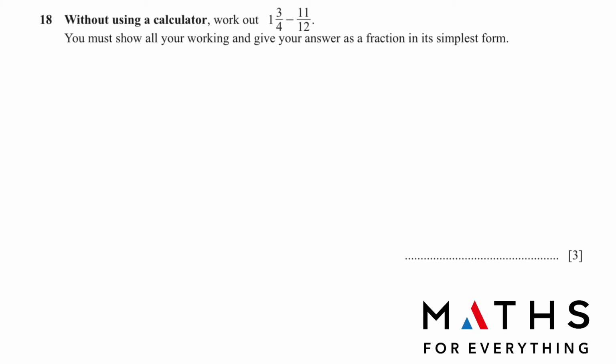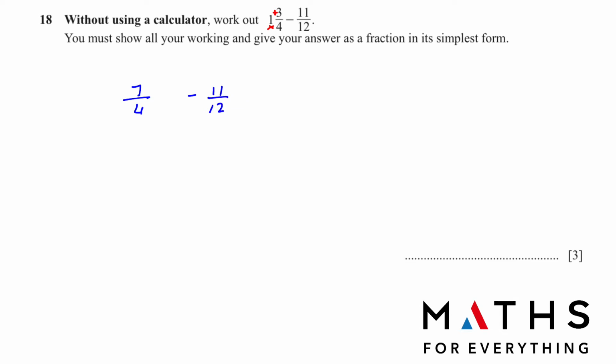I am sure you know how to change the mixed fraction into an improper fraction. What we can do here is we multiply 1 by 4 and the answer we get, we add it to the top number. So 1 multiplied by 4 is 4. 4 plus 3, 7.